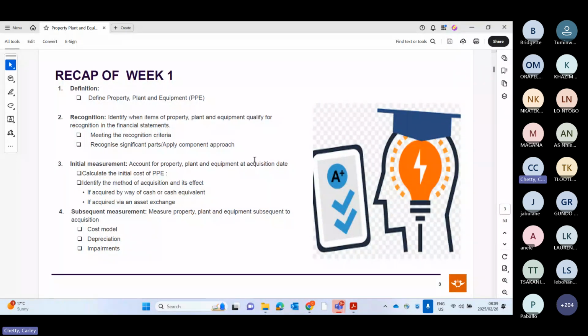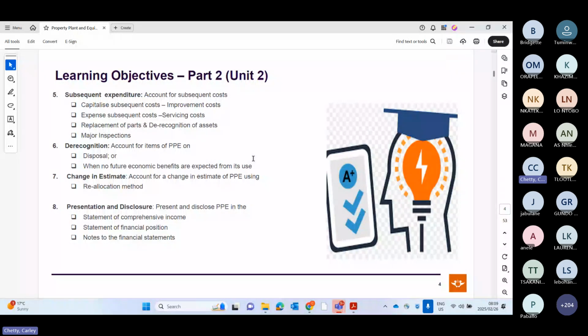Okay, so what are we actually going to do this week? This week we are looking at subsequent expenditure. So how do we account for subsequent costs? Here there are various costs we'll look at. We'll look at improvement costs. When are we going to capitalize costs? If it is an improvement cost, we'll capitalize them. And servicing costs, these costs are generally expensed. Then we're going to look at replacement of parts and how to de-recognize an asset.